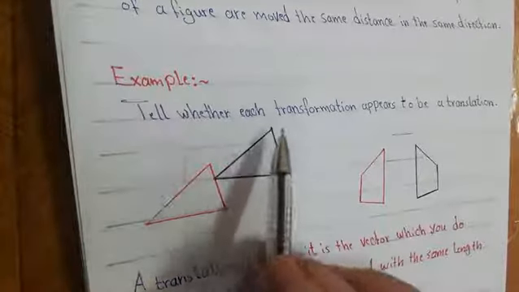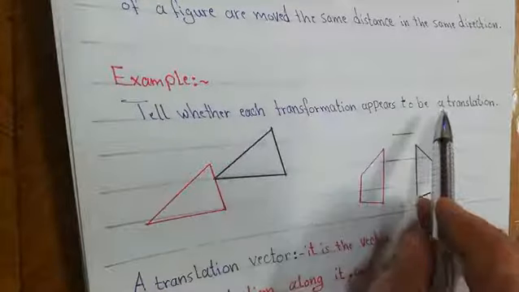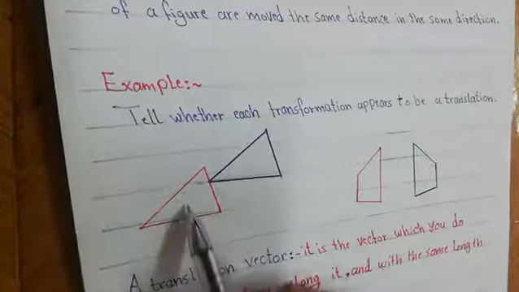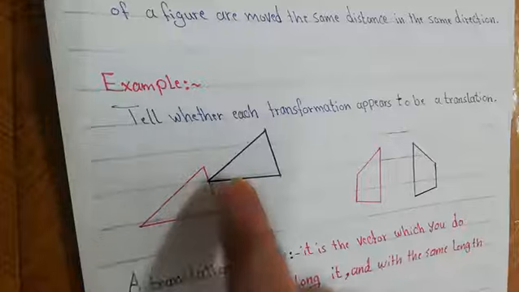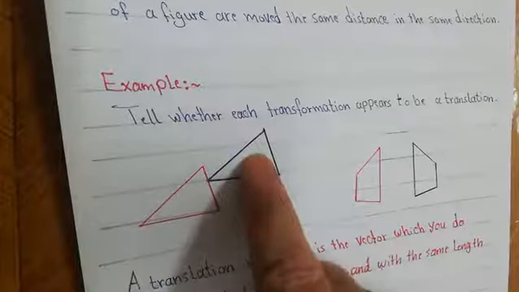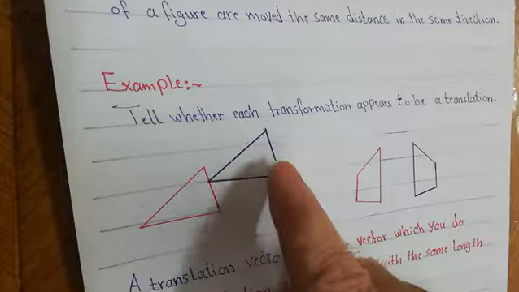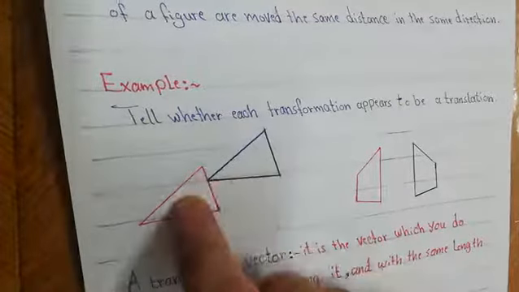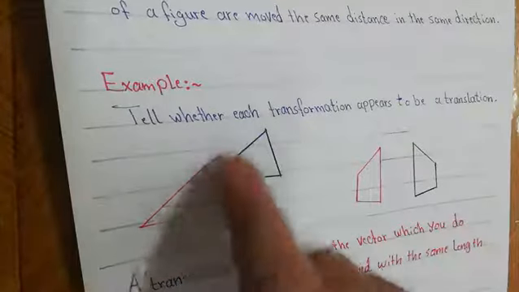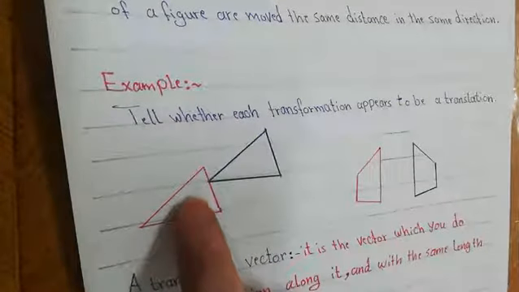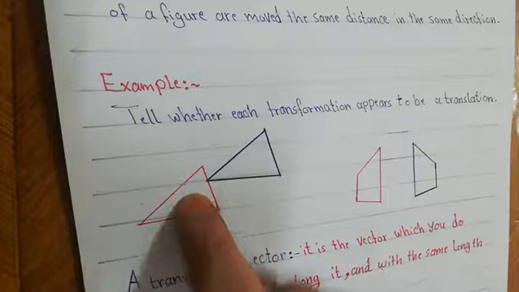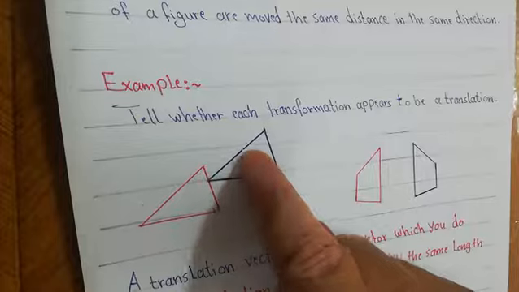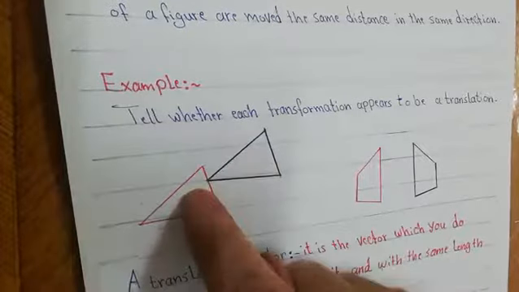Tell whether each transformation appears to be a translation. Like this. Look, this triangle. This is the pre-image and this is the image. Or if you want to make this the image and this the pre-image, it's okay, no problem. Is this a translation or no? Look, if you move this triangle in this direction, it will match this one. So this is a translation.